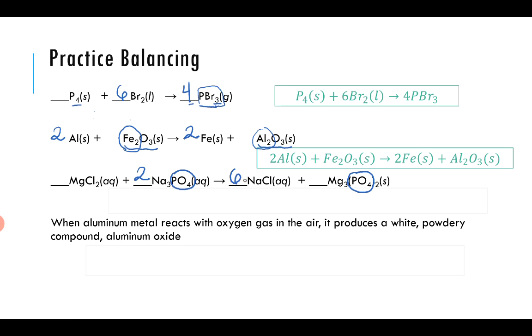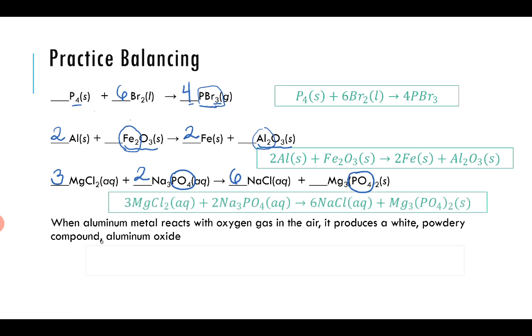That 6 also changed my chlorine count. And so I have 6 chlorines. So I come over here and I can put a 3 there. That 3 also applies to magnesium, so I have 3 magnesiums. And in this chemical formula on the product side, I also have 3 magnesiums. So we're all good.